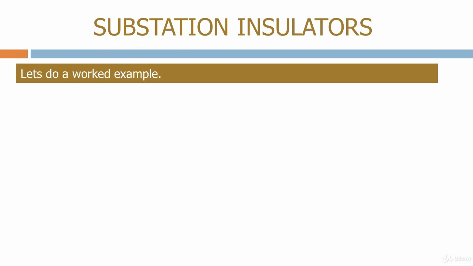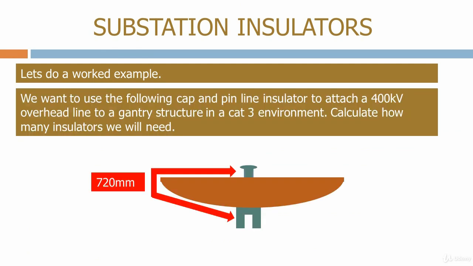Let's do a worked example. We want to use the following cap and pin line insulator to attach a 400 kV overhead line to a gantry structure in a Cat 3 environment. Calculate how many insulators we will need. As we can see, the insulator has a creepage distance of 720 mm.